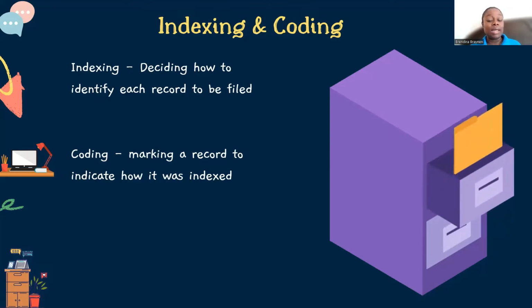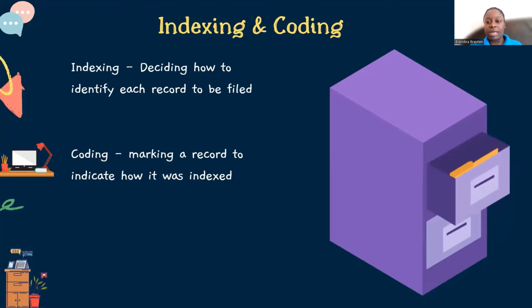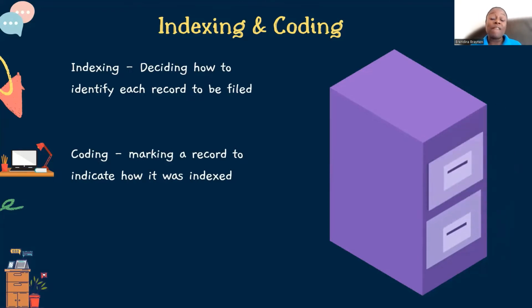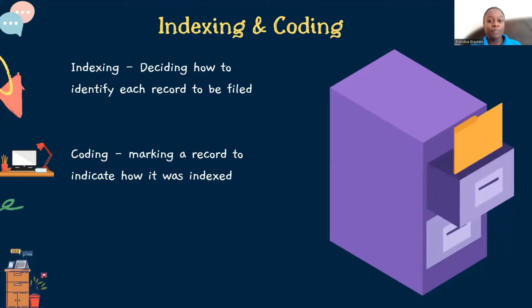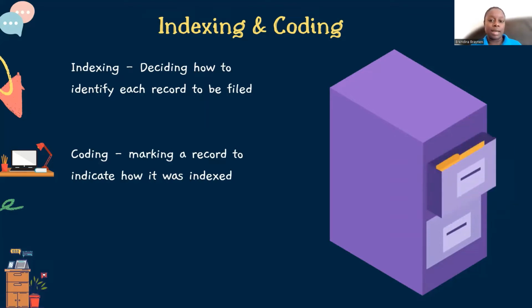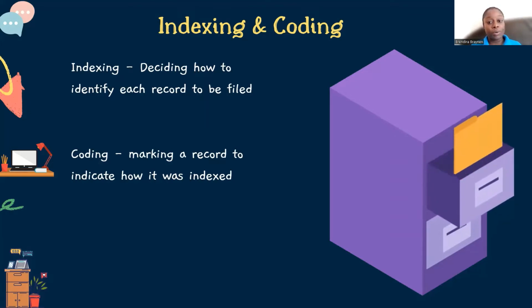Once it's decided, then you can begin to code the actual document. Coding gives the document some information based on the filing system that you've selected. Oftentimes that involves marking or writing on the record, maybe at the bottom, stating that this is going to go in this particular file, to indicate how it has been indexed. That helps with the sorting process and putting everything together once you're able to mark on the document and identify where it should go.